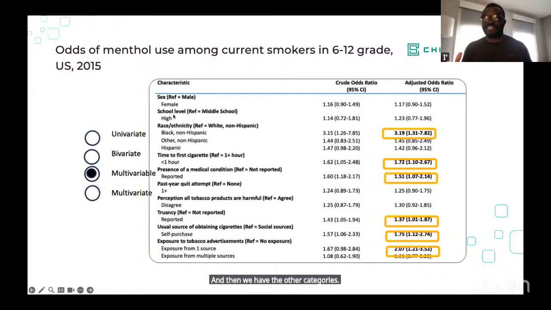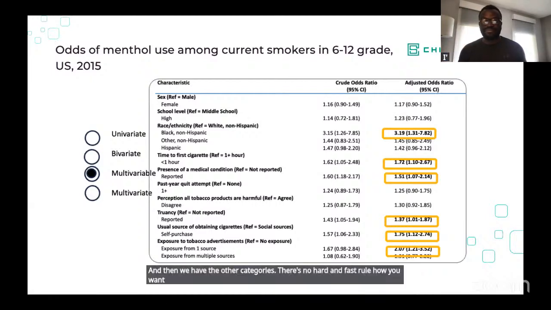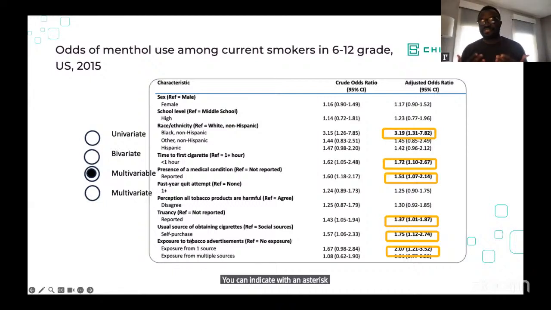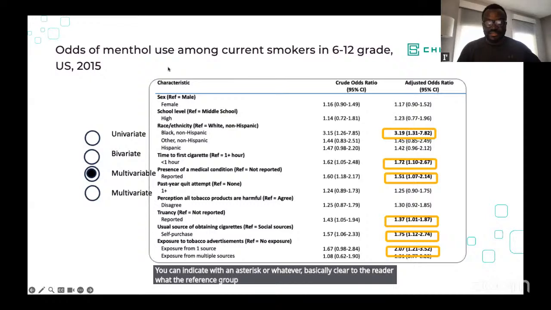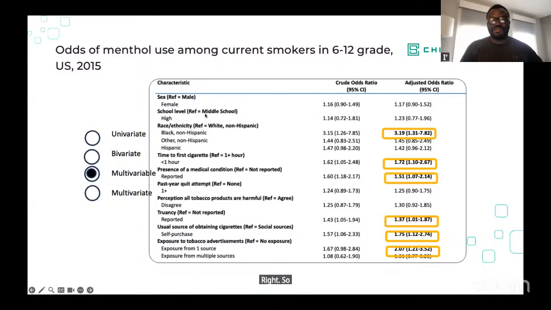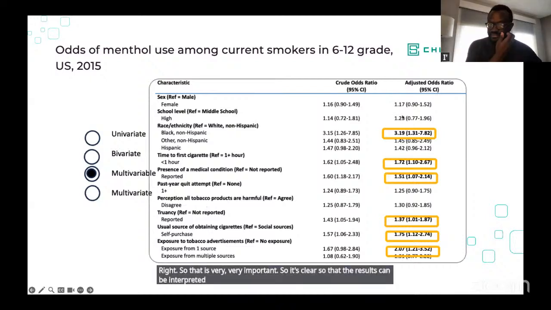There's no hard and fast rule for how you display the reference group. You can indicate it with an asterisk or whatever, but it should be clear to the reader what the reference group is for that indicator, right? So that is very, very important, so that the results can be interpreted easily.